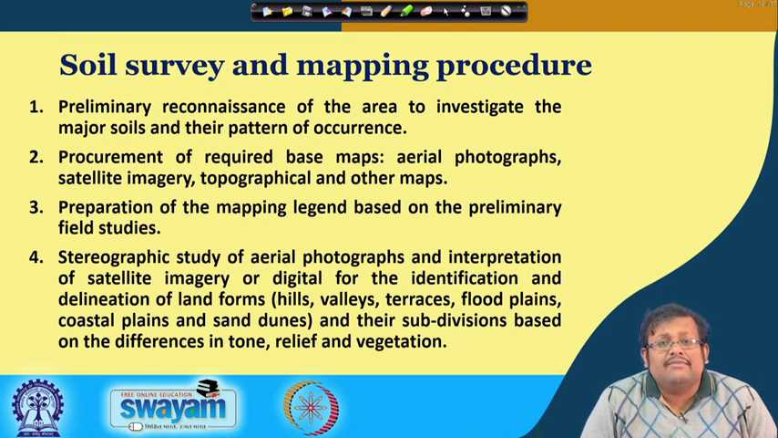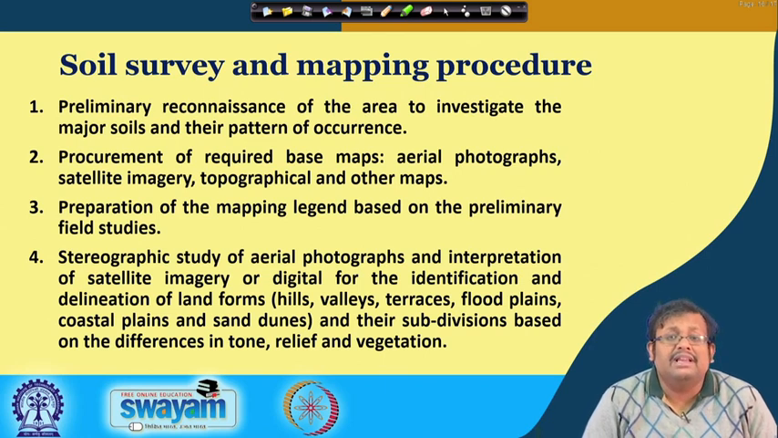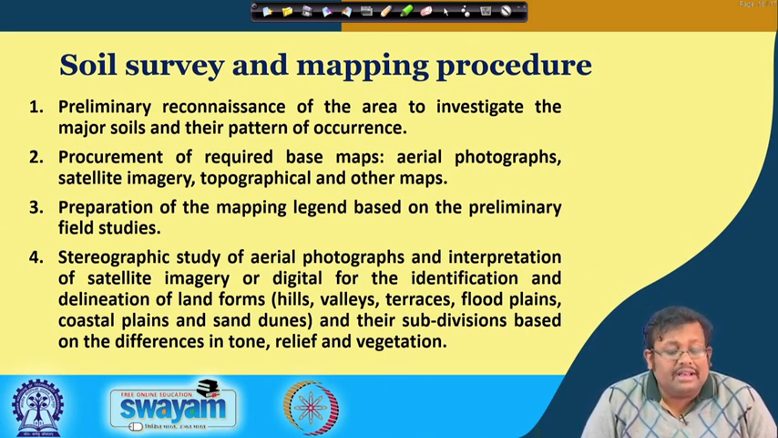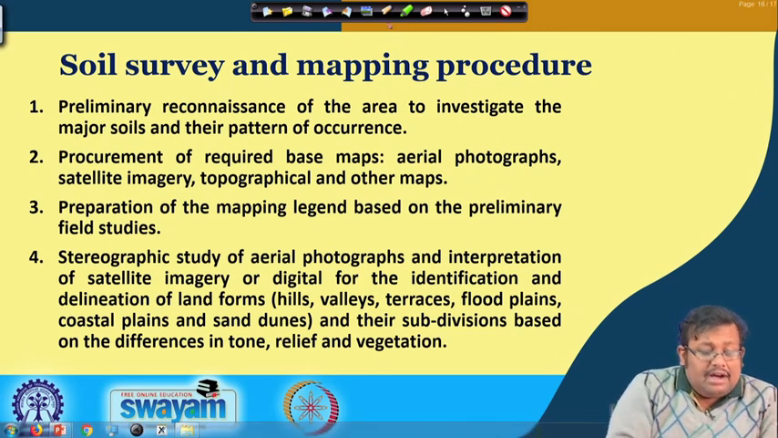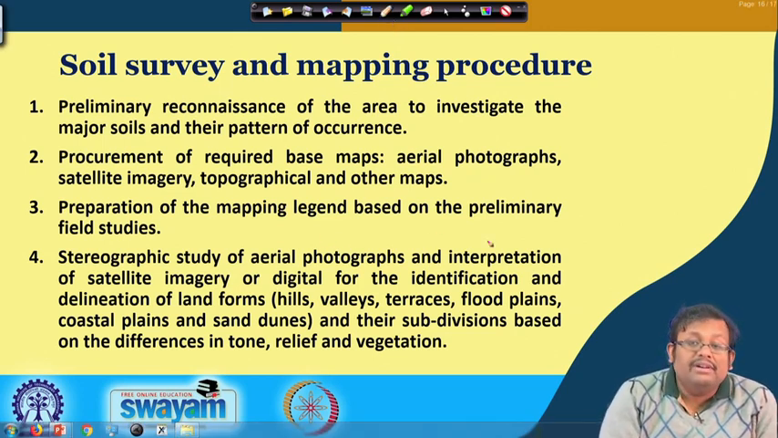So, let us see what are the several steps of the soil survey mapping procedure. In the first step, we do some reconnaissance of the area to investigate the major soils and their pattern of occurrence. The second step is procurement of required base maps like aerial photographs. We procure them from different sources: aerial and satellite imagery, topographical maps or other maps. And third, we generally prepare the mapping legend based on the preliminary field studies.